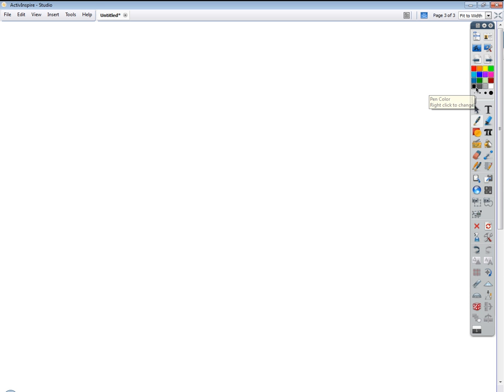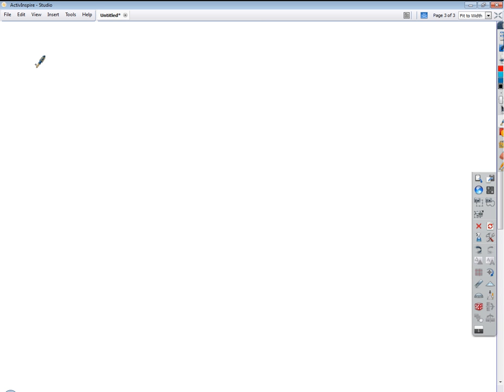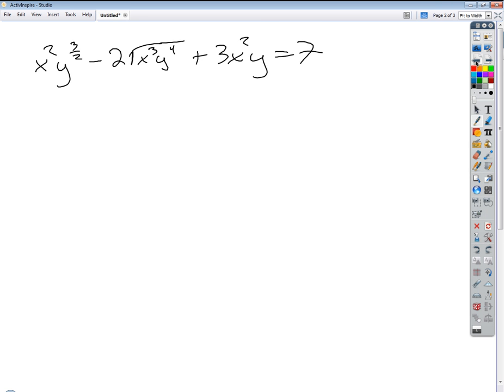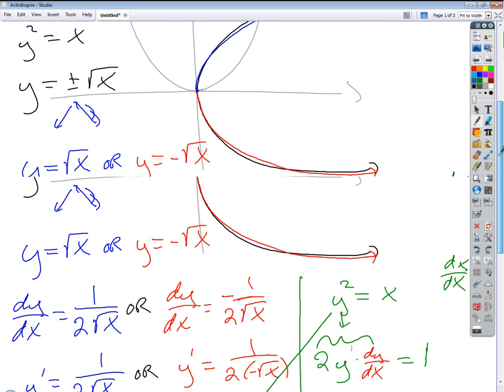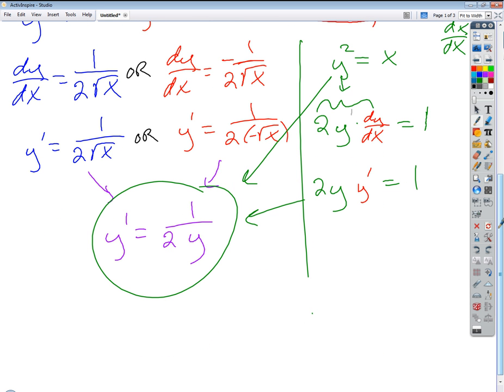Wait, why is it dx/dx? Why isn't it dx/dy? Because we're not differentiating with respect to y. We're differentiating implicitly with respect to x. So that's really how we'd have to describe what's going on.